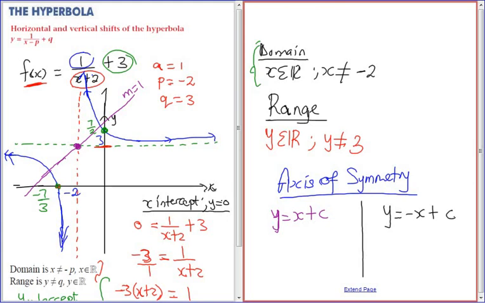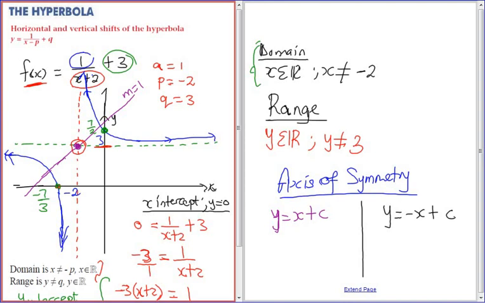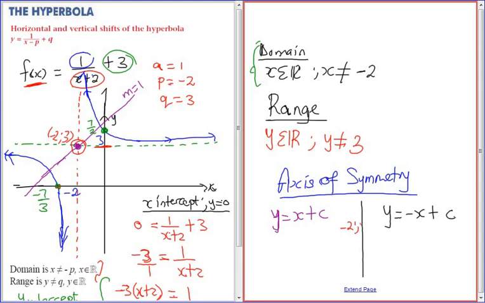So all you have to remember is that the axis of symmetry for a hyperbola, one of them has positive 1 gradient and the other one has negative 1 gradient. And they both pass through the point where the asymptotes meet. At this point, it will be at that point right here. So the coordinate for that point, the x coordinate is negative 2 and the y coordinate happens to be 3. So we're going to use negative 2 and 3 to get our c value in both equations. So I'm going to write it as 3 here.